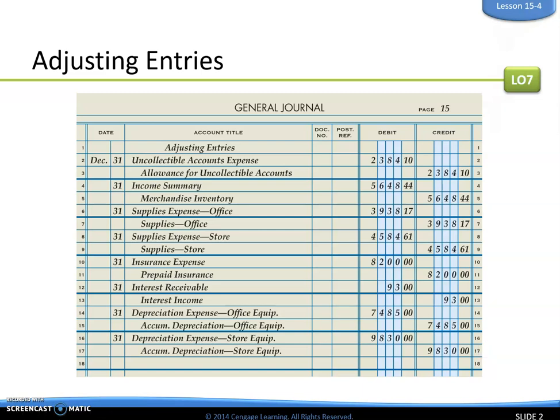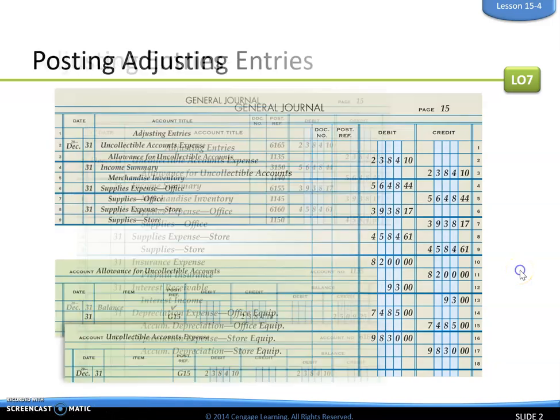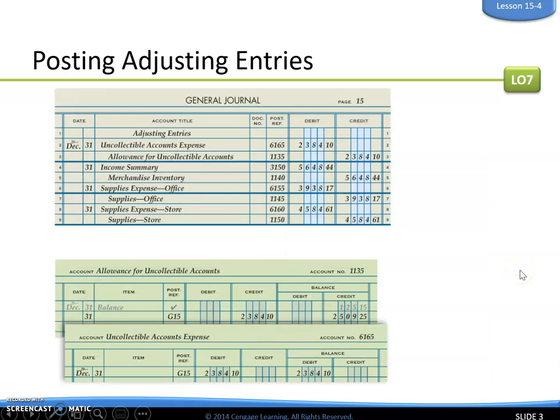So adjusting entries, these are the adjusting entries that we have gone through so far. They're just showing us what these will look like in our general journal. And the first thing that we're going to do then is talk about posting these entries. Now, this really shouldn't be anything new because we've posted from the general journal before.